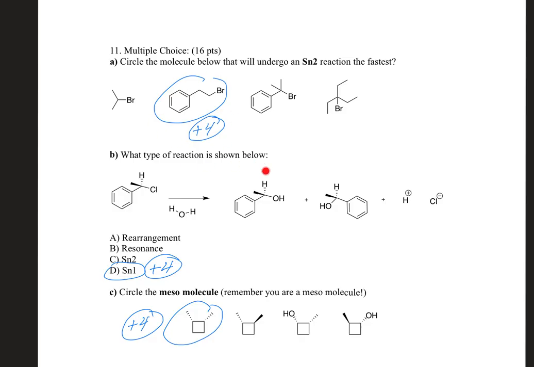What type of reaction is shown below? You have a secondary alkyl halide, right? So it could be anything. Look at the nucleophile. It looks like it's unreactive and small. Makes you think SN1. It's protic. I look at the two products. The products are racemic. So that should tell you it's SN1.